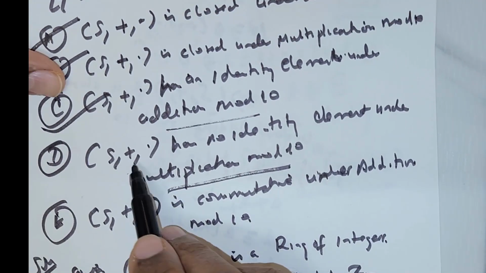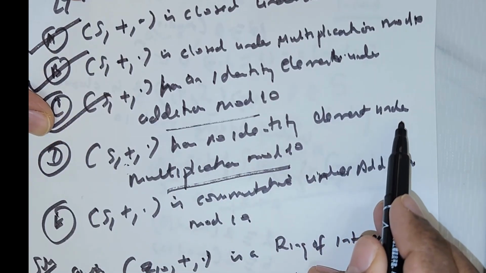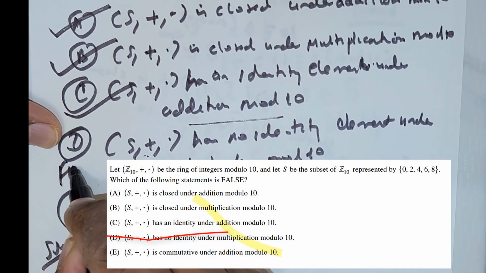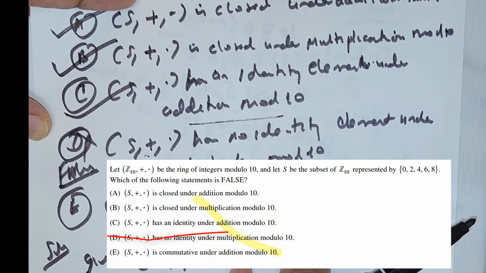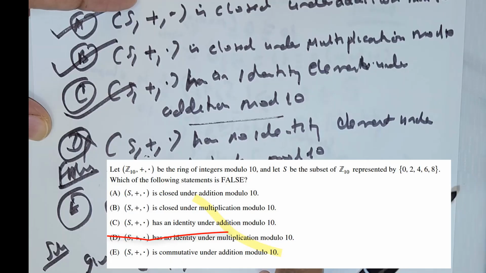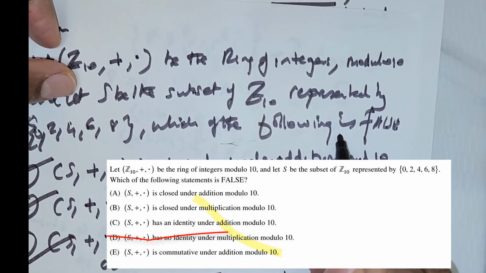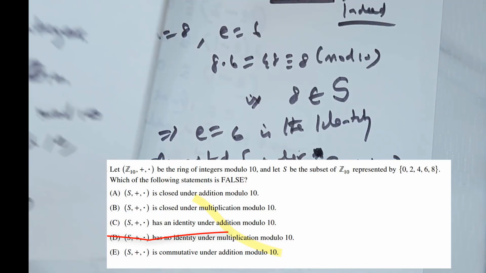That means this statement, S under addition and dot has no identity element under multiplication mod 10, is actually false. This is false, because we just showed that there is an identity element. Okay, so this should be the choice. Of course, this other one is true, right? Commutative operation will hold good under addition mod 10. We don't have to proceed further once we have located it, because the question is which of the following is false. So there's only one statement which is false. So D is false.